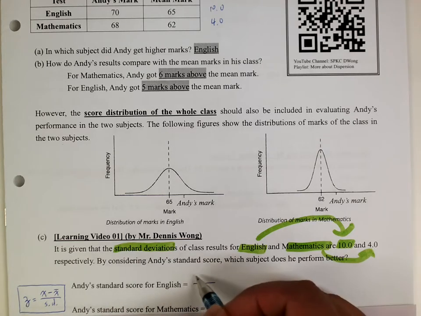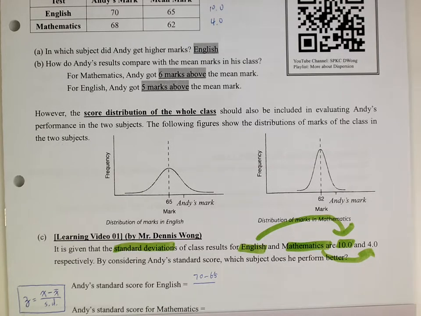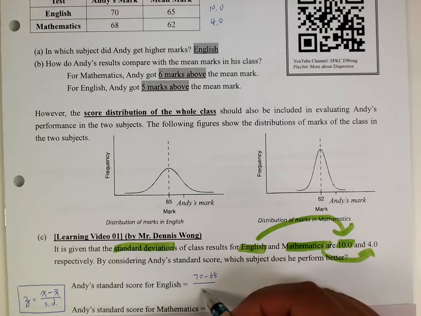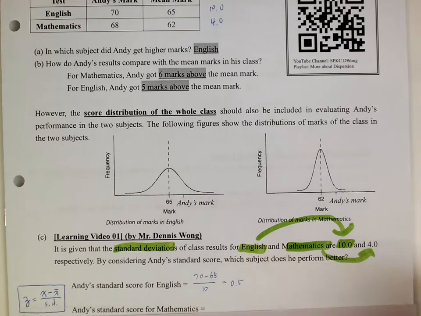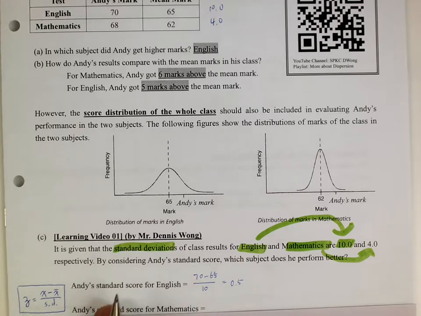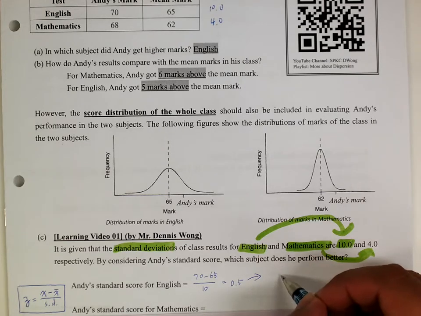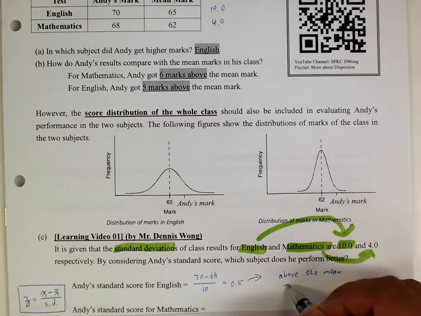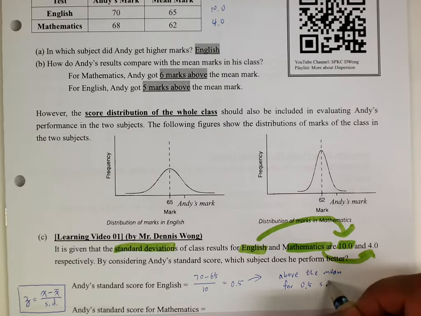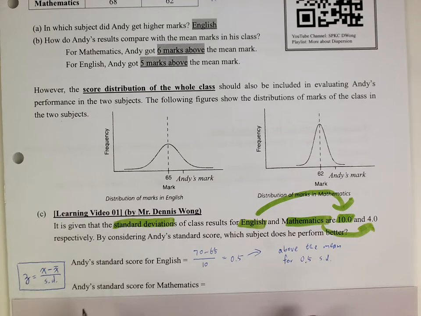So for example, for English, Andy's score is 70 minus the mean score, which means that there is a difference of 5 marks. For English, the standard deviation is 10, which means that we can get a value of 0.5. So what do we mean by 0.5 for the standard score of Andy? It means that Andy's score is above the mean score of the whole class by 0.5 standard deviation.